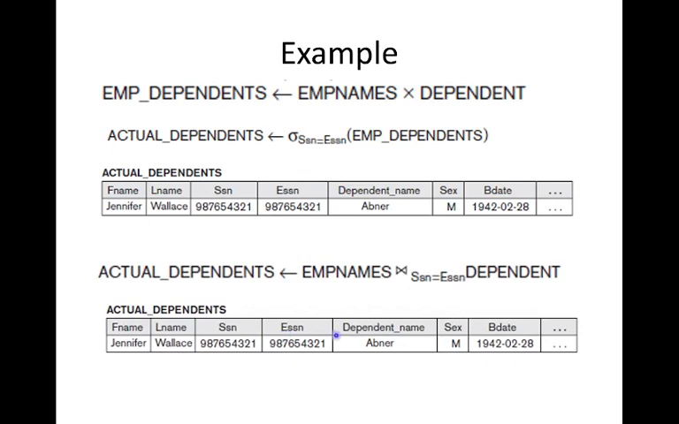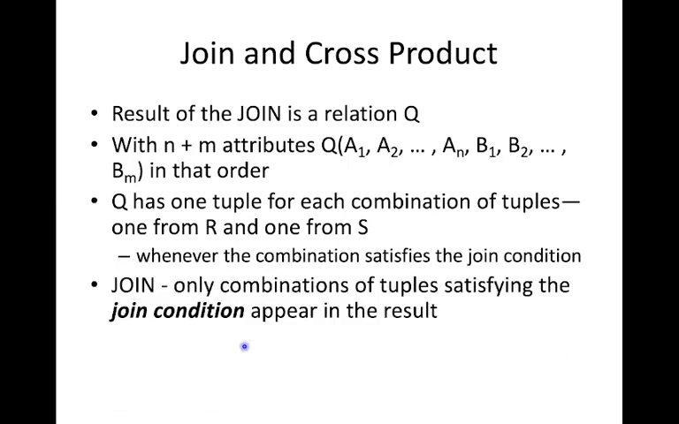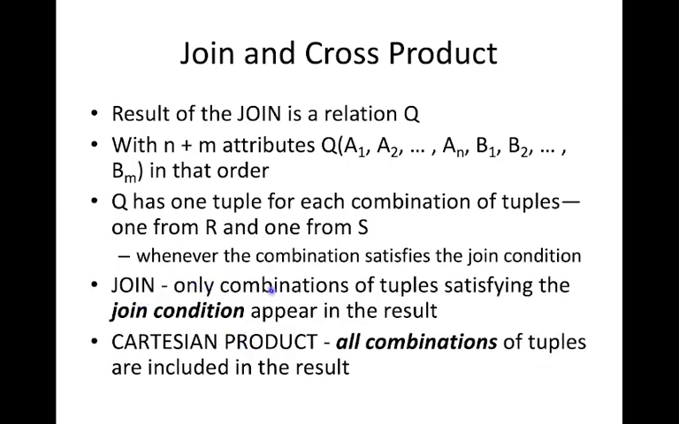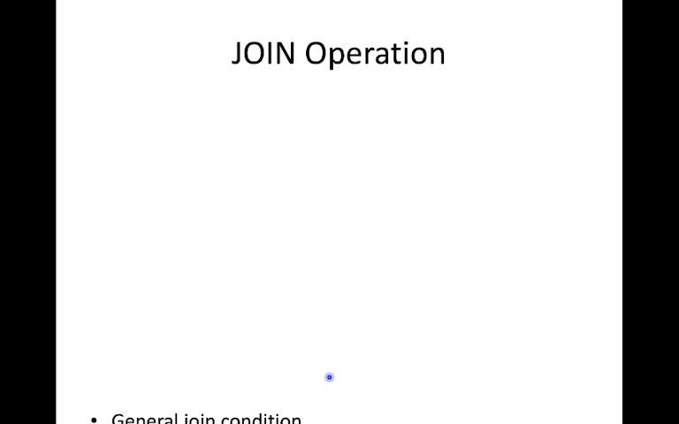There is no combination, because only this satisfies this condition. SSN equal to SSN is satisfied by only one tuple. So that is what we have written here. In join, only combinations of tuples satisfying the join condition appear in the result. But in the case of Cartesian product, all combinations of tuples are included in the result.